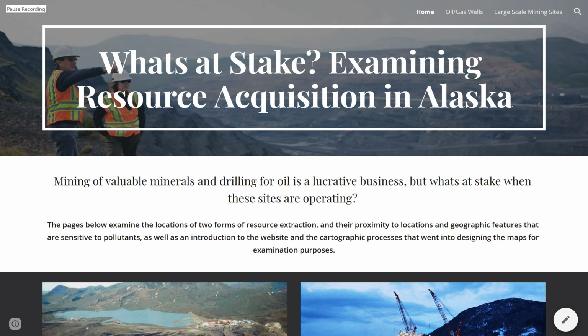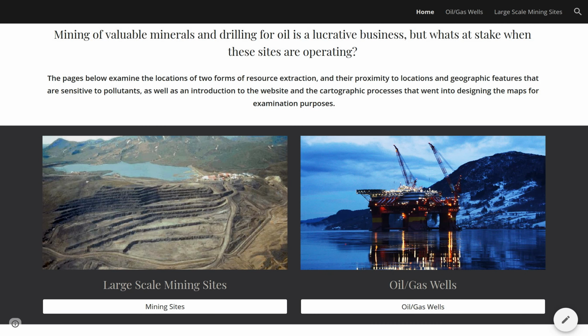Today I will be presenting my Cartography Final project. As an environmental scientist, I wanted to do something environmentally oriented, so I looked at spatial distributions of oil and gas wells as well as large-scale mining sites around Alaska and their spatial relationship to sensitive populations and natural park reserves as well as rivers.